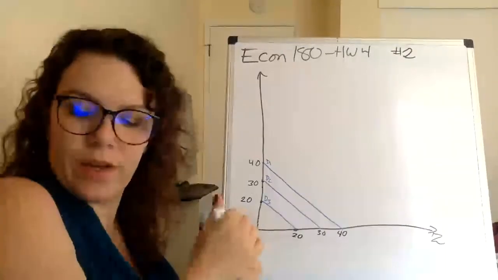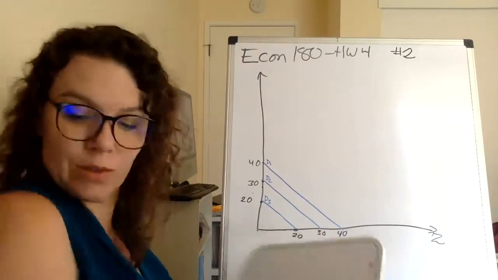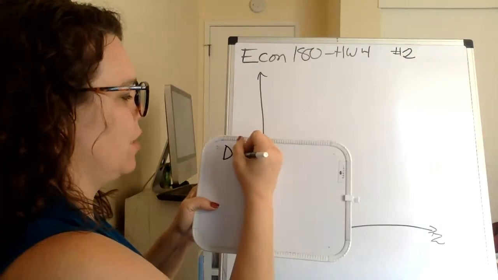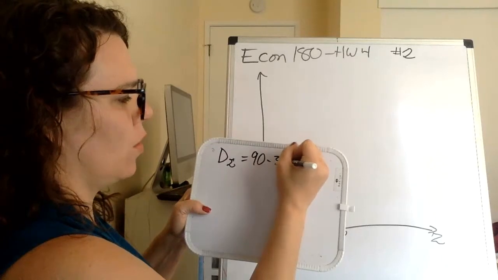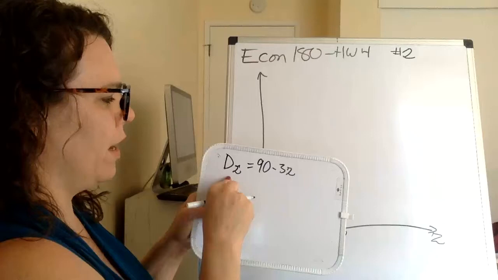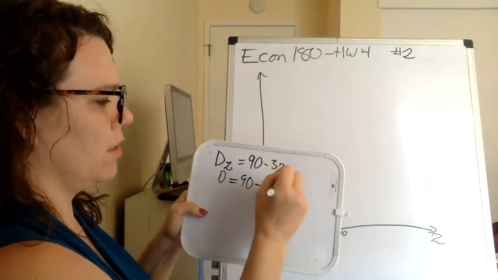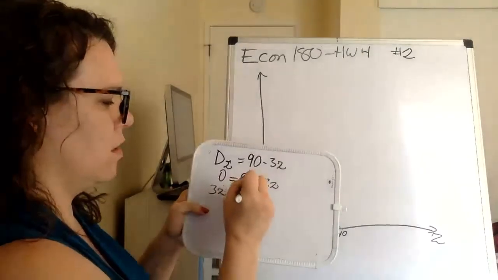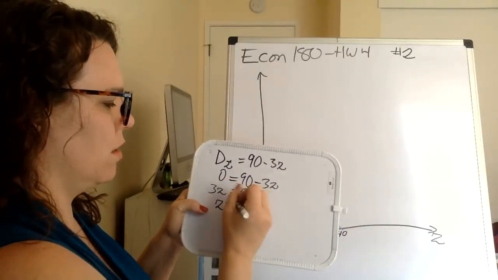Then the next thing I want to do is solve for the endpoints for my summation curve, my marginal social benefit curve. That's d summation, my marginal social benefit, equal to 90 minus 3z. If I want to solve for when d is equal to 0, that's 90 minus 3z. Add 3z to both sides, and then divide by 3, and I get 30.